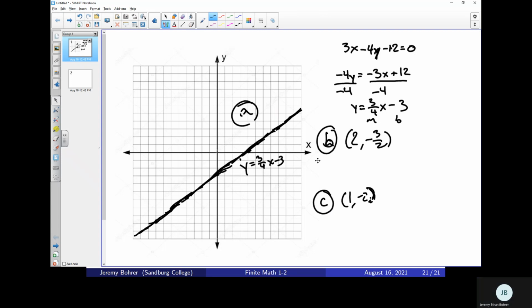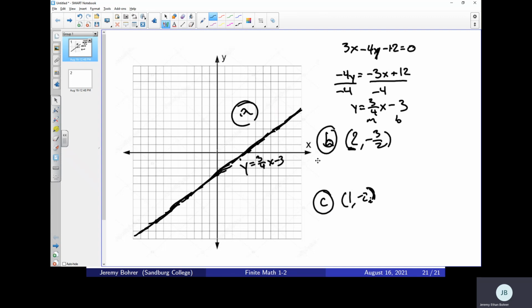There are a couple of ways we could do this. We can look and see whether the line goes through the point 2, negative 3/2, but it's hard to tell from what we've got here. We could do the same with the other point, and again, it's hard to tell. What I'm going to do instead is take these values and plug them in for x.